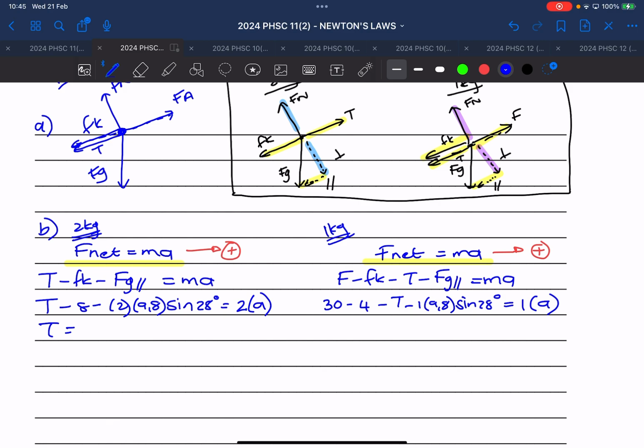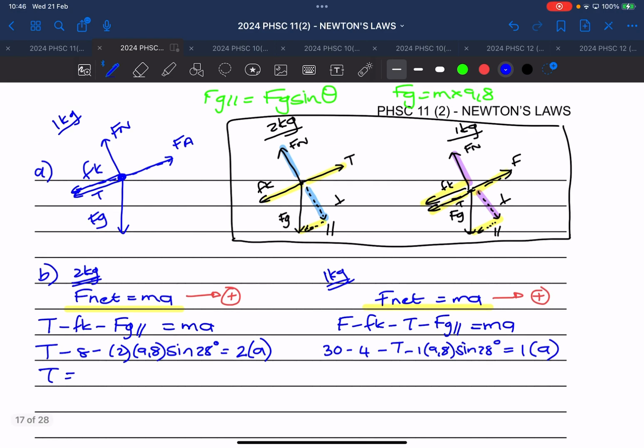Yes. No, not necessarily. It depends which direction you choose to be positive. Because we chose to the right to be positive, gravity is to the left, so that's why it's negative. If we chose to the left to be positive, then it will be positive and positive.